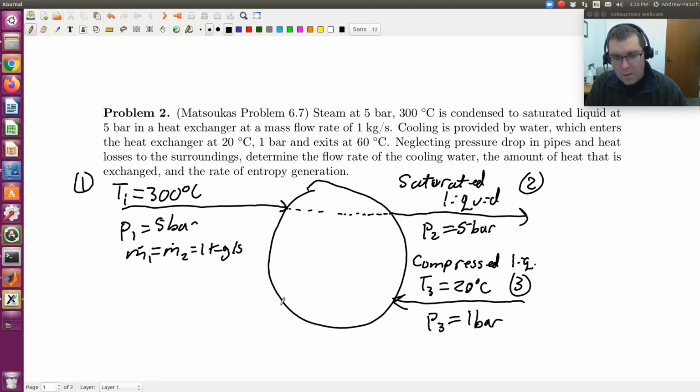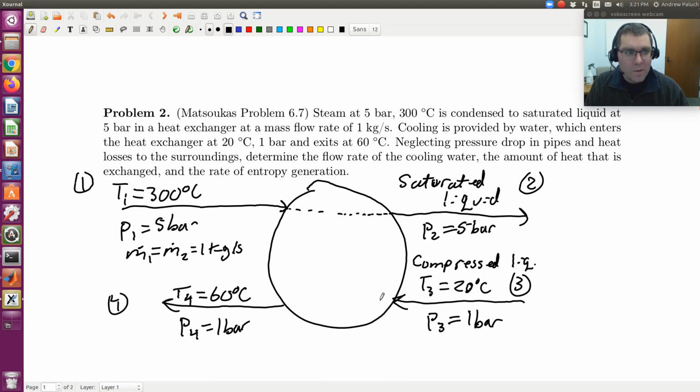Then exiting, I'll call this stream 4, my cooling water is now heated up to a temperature of 60 degrees C. I'll assume that the pressure is still 1 bar since we're not told otherwise. We're just dealing with our cooling water here, which is going to absorb heat and increase in temperature. At 1 bar, I know that my saturation temperature is 100 degrees C, so this is still going to be a compressed liquid.